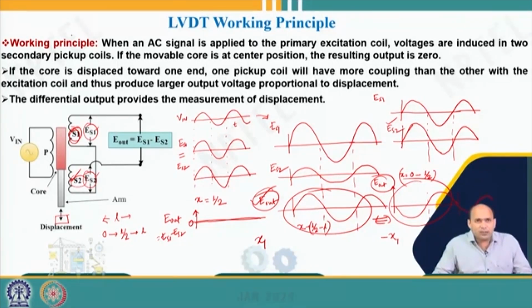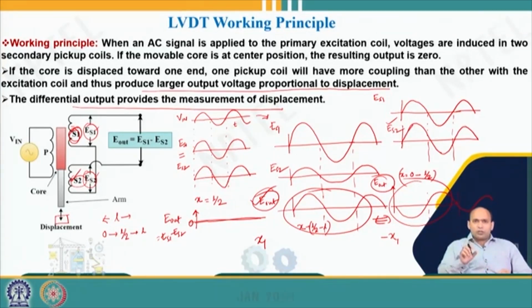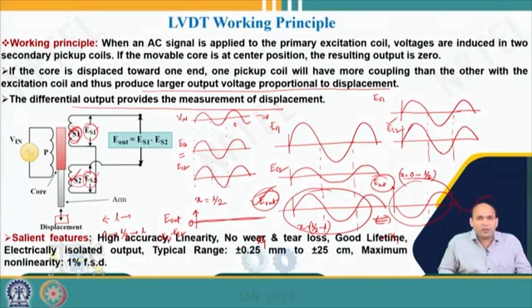So as we said, if the core is displaced toward one end, one pickup coil will have more coupling than the other with the excitation coil, and thus produce larger output voltage which is proportional to displacement, and this differential output will provide the measurement of my displacement, right. So one thing is clear: if I want to measure the displacement properly, then I need to measure both the magnitude or amplitude of the displacement as well as the direction of the displacement, is not it? Because the displacement is a vector quantity. How to do that, those aspects we will shortly see.